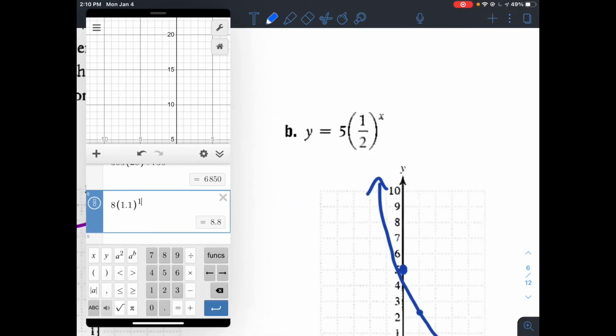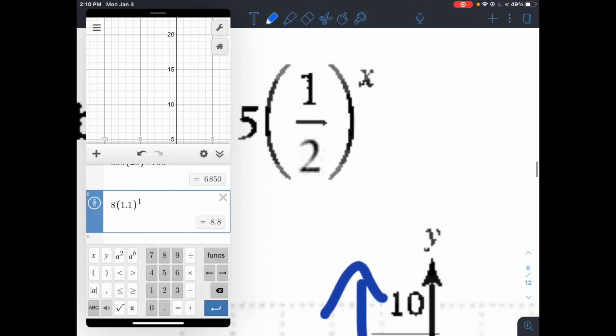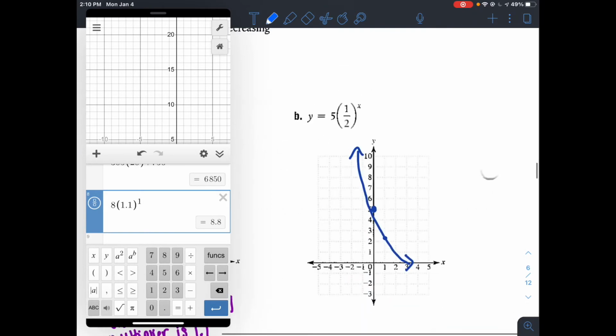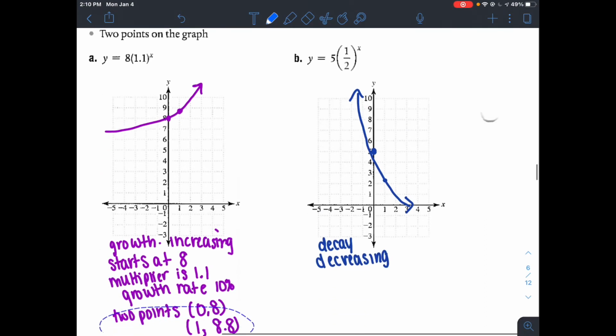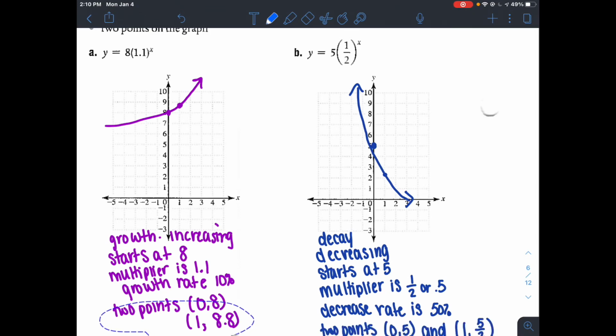Okay, and then the next one, same thing. We're looking at our multiplier to decide if it's increasing or decreasing, if we have a growth or decay. And for this one, it's 1/2. So that's a number less than 1. So I'm going to be decaying or decreasing my function. My starting value is going to be at 5. The multiplier is 1/2 or 0.5. So my rate of decay, my decrease rate, is 50%.